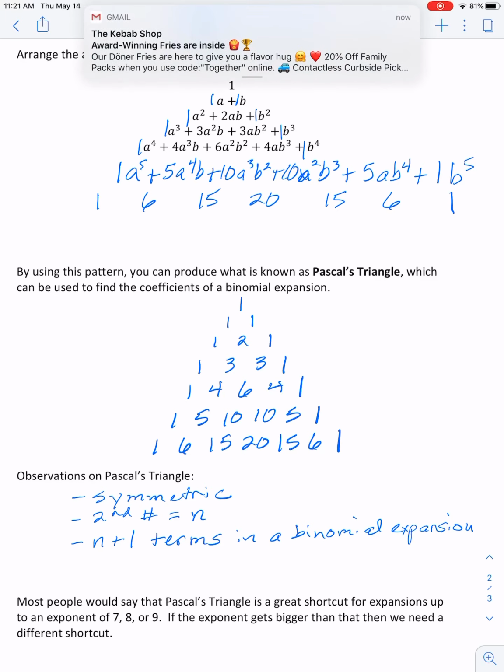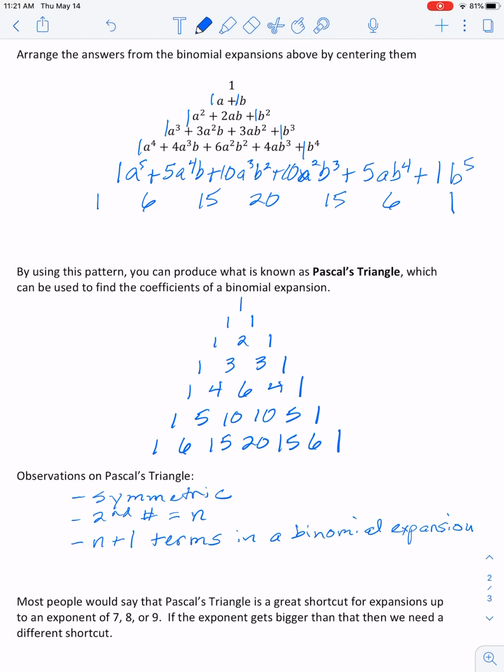And as I said earlier, most teachers, most math books would agree that Pascal's triangle is a great way to shortcut to find the coefficients, as long as the exponent isn't getting much bigger than, say, 7 or 8. 9's probably a stretch. And when we get to powers bigger than that, I will teach you another shortcut that will come in our next lesson.